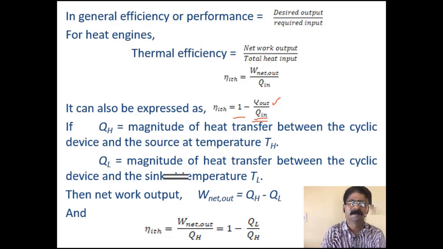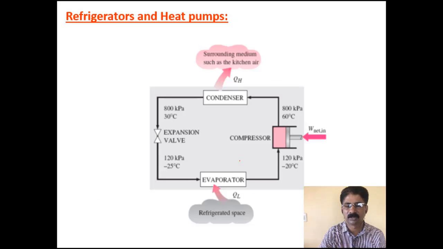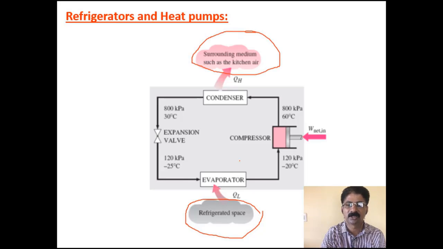Now let us understand the working of a refrigerator or heat pump. Refrigerators and heat pumps are devices which absorb heat from the low temperature space and supply it to the high temperature space, like the surrounding media such as kitchen air, with the aid of some external work. All these refrigerators and heat pumps are work absorbing devices, in the sense they need some external work input in order to absorb heat from the low temperature and supply it to the high temperature.